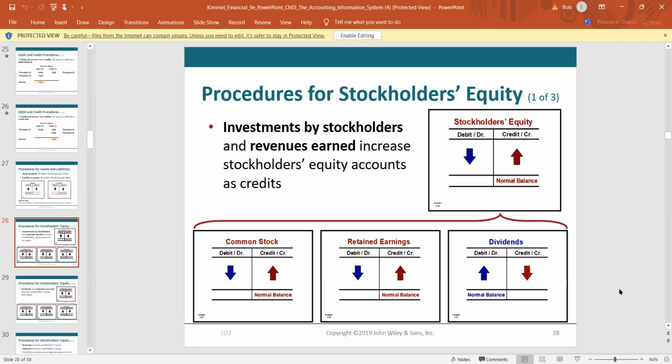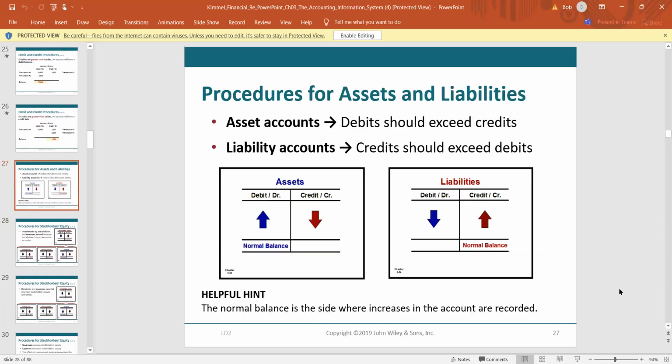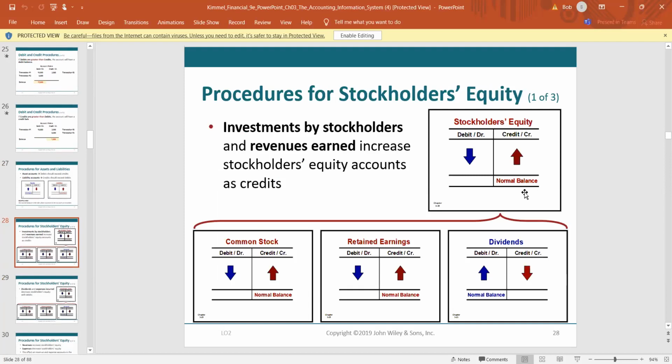Let's look at the rest of our rules. And this is everything. It's just 6 things to pick up, but it can be a little tricky. We just learned that assets go up with a debit and liabilities go up with a credit. Assets equals liabilities plus equity. Therefore, equity would have to also go up with a credit. Equity goes up with a credit.